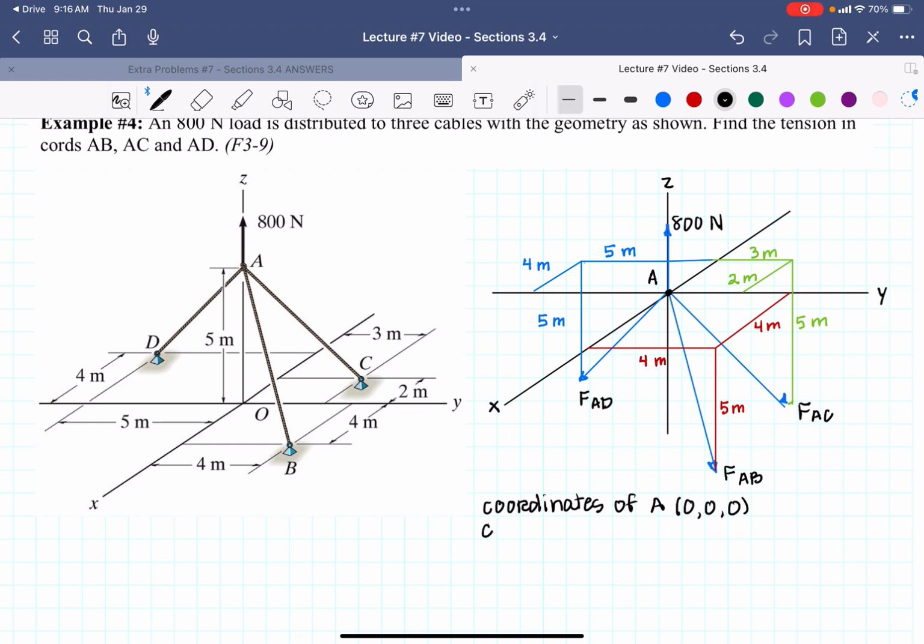The coordinates of B are going to be, if we look at our drawing and our information, the coordinates of B are 4, 4, negative 5. Our coordinates of C are going to be negative 2, 3, negative 5. And our coordinates of D are going to be negative 4, negative 5, and negative 5.